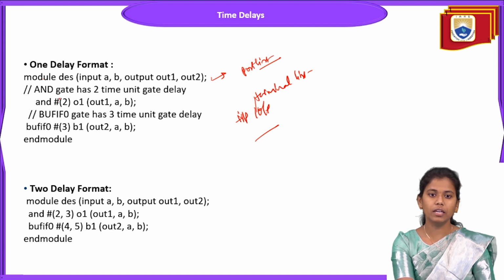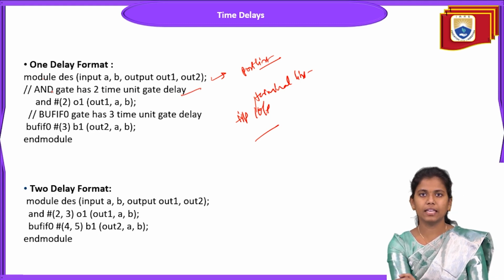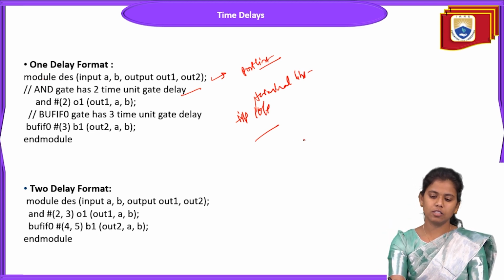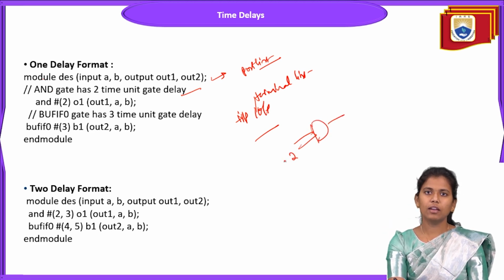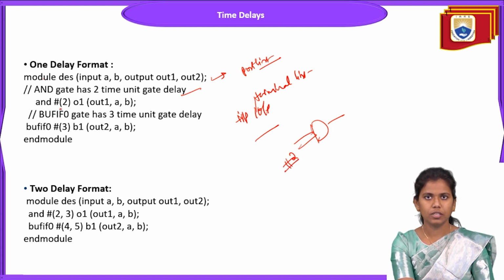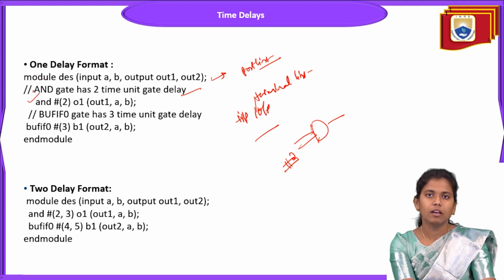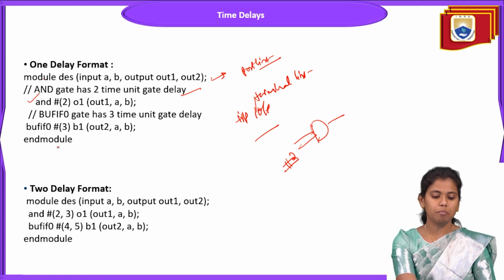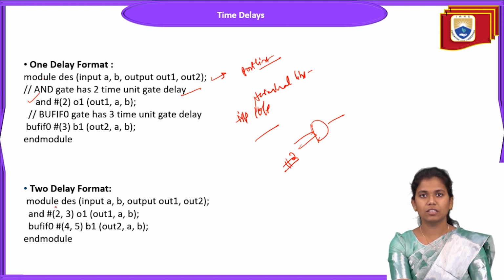So here this is a one delay format, right? In the specification, the AND gate has 2 time unit delay. So here we are specifying that this AND gate has 2 nanoseconds of delay, isn't it? So AND gate with the delay of 2, then the name of the gate and then the port list, output ports and then the input ports. And then this is about the AND gate. For suppose if you are considering any bufif4 gates, this is the bidirectional gates, right?